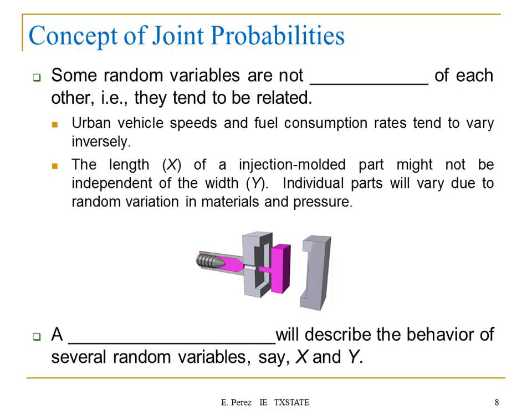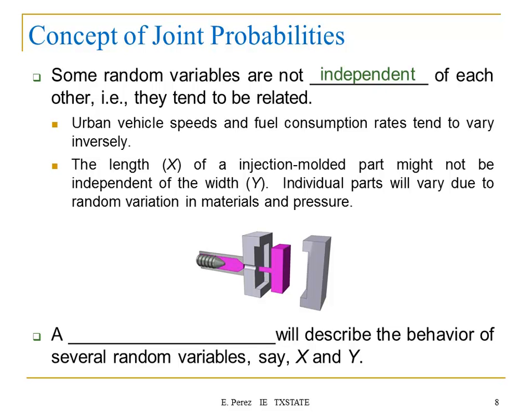And this is an example. So some random variables are not independent of each other and tend to be related. So, for example, your vehicle speed and fuel consumption rates tend to vary together. If you go at higher speed, you know that your fuel consumption is going to be higher. Also the length, if you consider the length as a random variable, of an injection mold part might not be independent of the width.